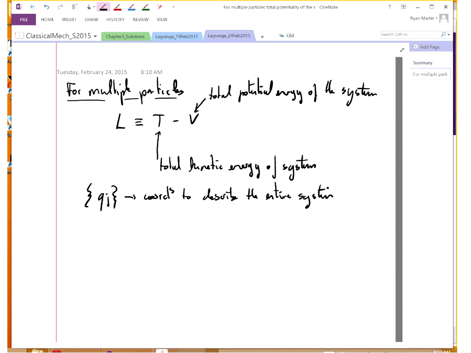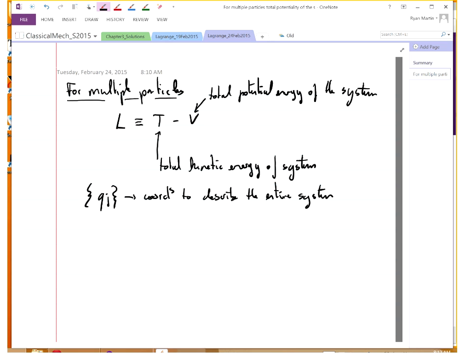So we now arrive at a description where, if all the forces are conservative or monogenic, we can describe a complicated system by finding an appropriate set of generalized coordinates and then writing out the potential energy and kinetic energy of the system in those generalized coordinates. And then the Euler-Lagrange equation gives us the equations of motion for all of those generalized coordinates. So it allows us to describe how the system evolves with time.